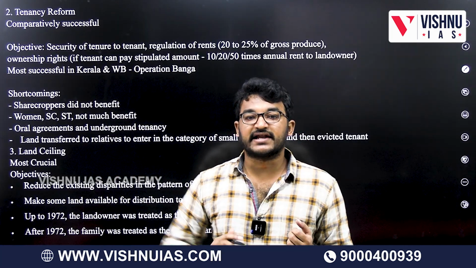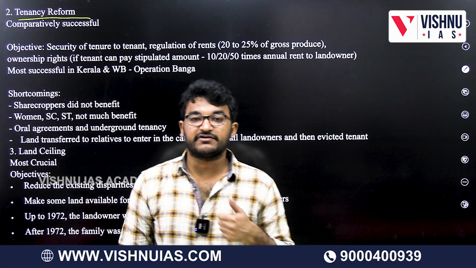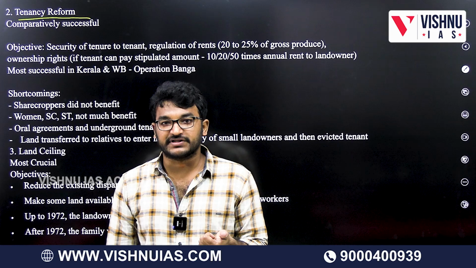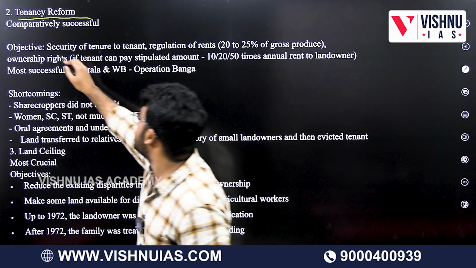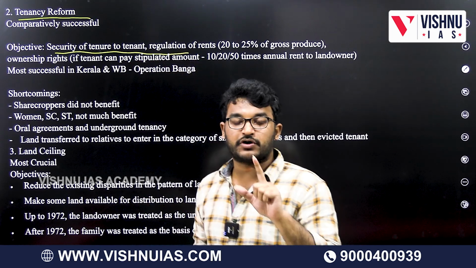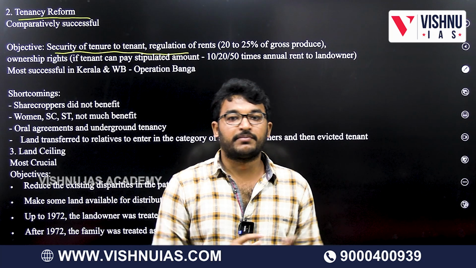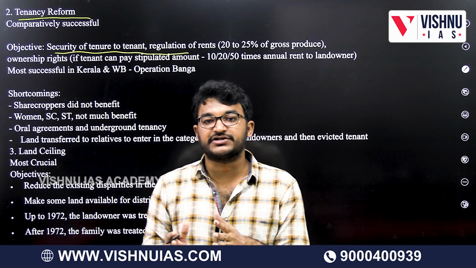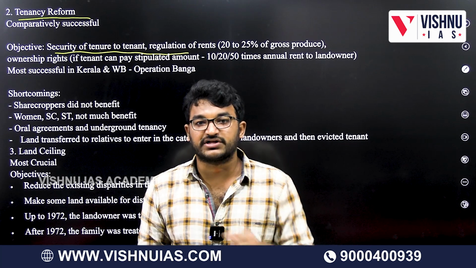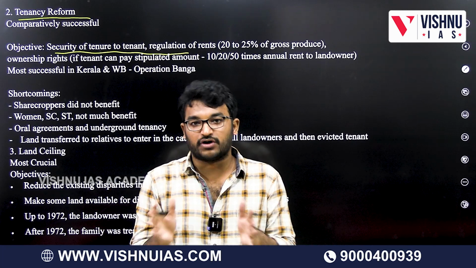Next, the second land reform is tenancy reform. This is also a relatively successful one. Why? Because the objective of this tenancy reform is security of tenure to the tenant, because there are a lot of tenants who do the agricultural work, but the owner is different. But owners are very aggressive, or they exploit the tenants. With this land reform, this problem of tenancy had gone.